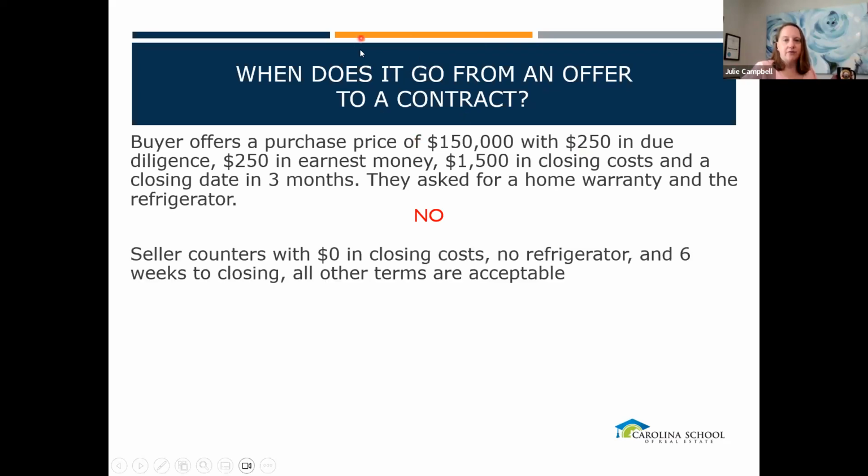The seller counters with no closing costs. You are not getting my refrigerator, 6 weeks to closing. All other terms are acceptable. This is a rejection with a but. Saying, I'm good with the purchase price, I'm good with due diligence, I'm good with earnest money. What we are not good with is the closing cost, refrigerator, and the time of close. This is our counter offer. So the seller is countering to the buyer.